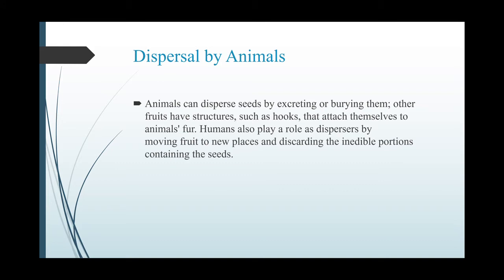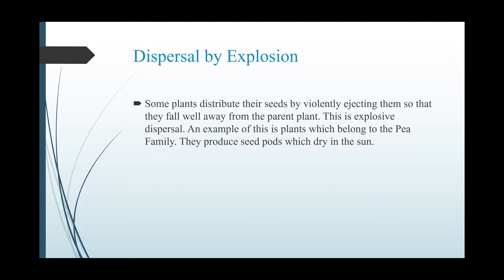Dispersal by animals. Animals can disperse seeds by excreting or burying them. Other fruits have structures such as hooks that attach themselves to animals' fur. Humans also play a role as dispersers by moving fruit to new places and discarding the inedible portions containing the seeds.